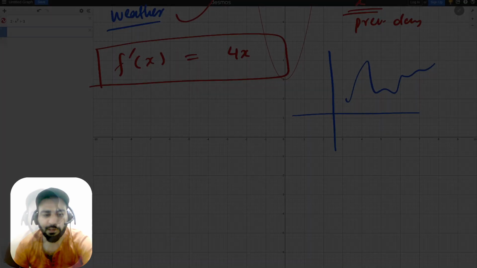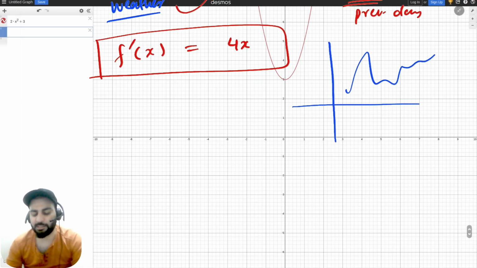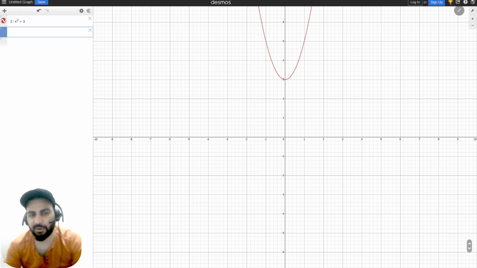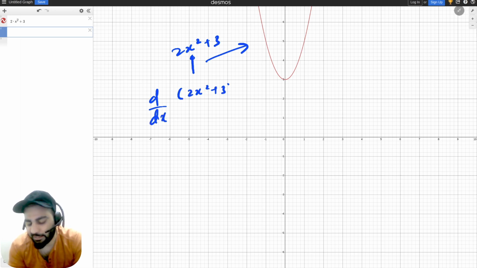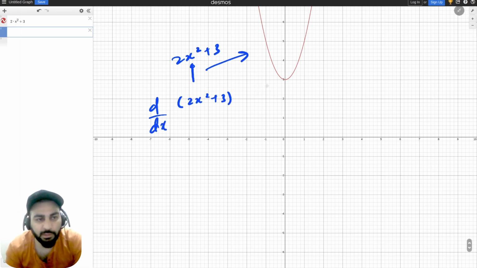So now if I want to see its rate of change, I said that you have to take the derivative of this. Sorry if the screen is not visible. So this is my function 2x square plus 3. If I want to see how this function changes with respect to x, what will I do? I'll take the derivative. So the derivative d/dx of 2x square plus 3 is basically equal to 4x.